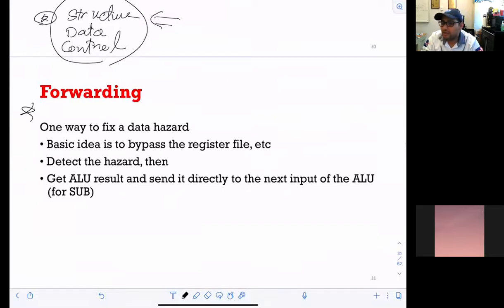This type of question can come to you in the exam as true or false or multiple choice, right? One of the questions: we have 4 types of hazards that pipeline is suffering: data, structure, control, and memory hazard. Is this statement correct?